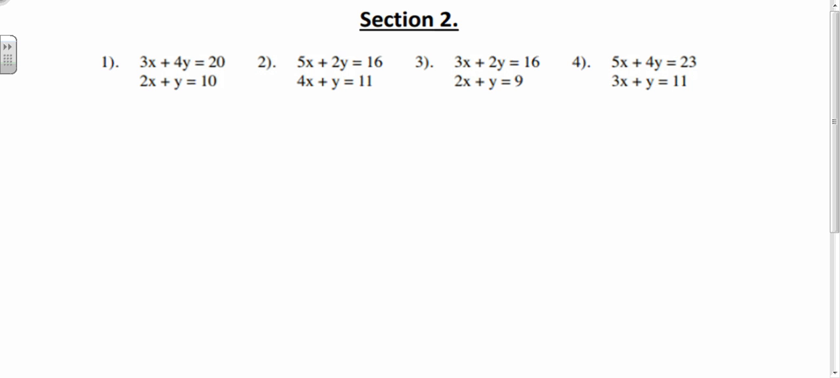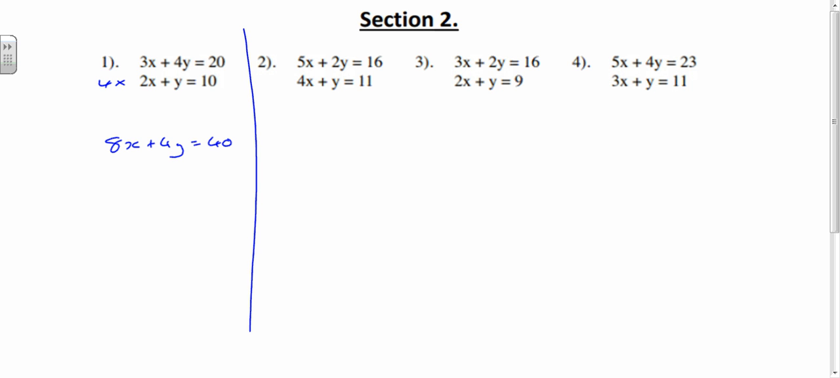Okay, now this one. Again, I always go for making the y's the same. But here, we've got different numbers of y's. So what we've got to do is make sure that we've got the same number of y's in the top equation as the bottom equation. So for question 1 here, I'm going to multiply the bottom equation by 4. And if I do that, I'm going to have 8x plus 4y equals 40.